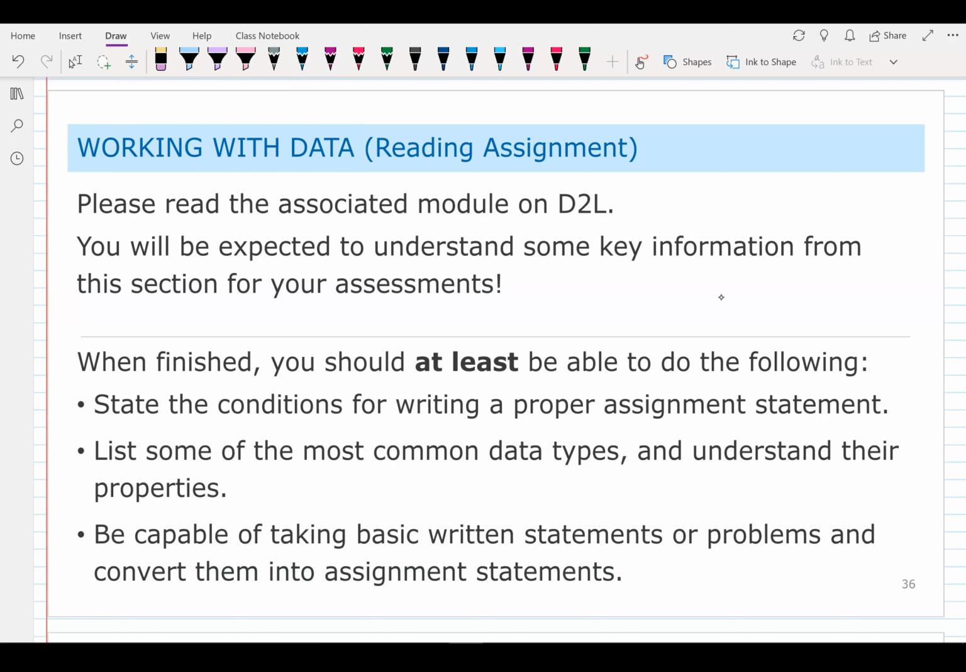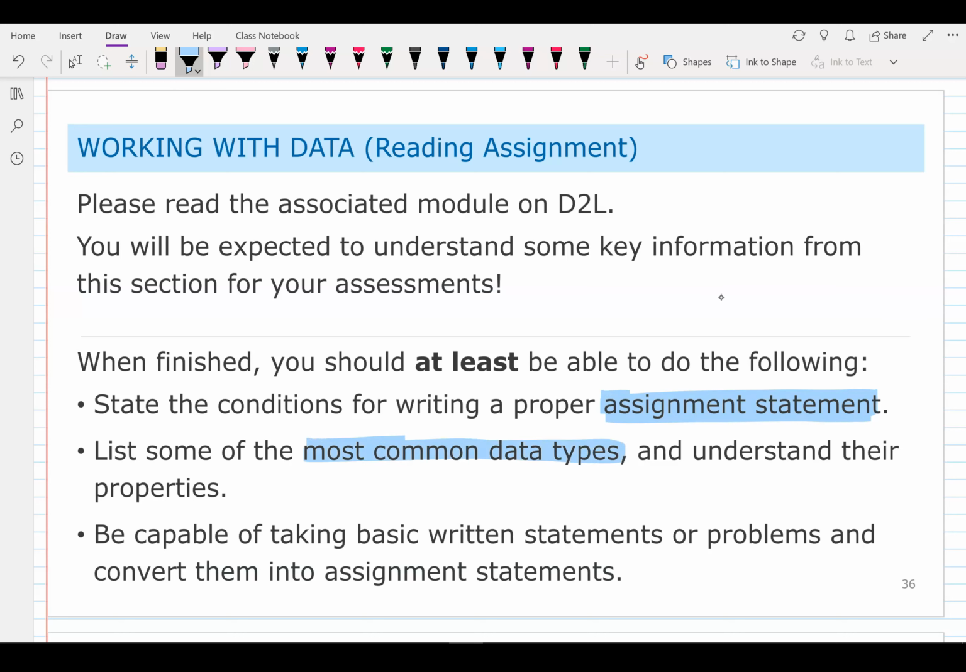It says you'll be expected to understand some key information from this section for your assessments, mainly your assignment, maybe part A, part B, or possibly even on a test. It's going to come back at some point. So when you're finished reading, you should at least be able to do the following. State the conditions for writing a proper assignment statement. So you're going to learn what an assignment statement is, and you're going to be able to state the conditions for writing that statement.